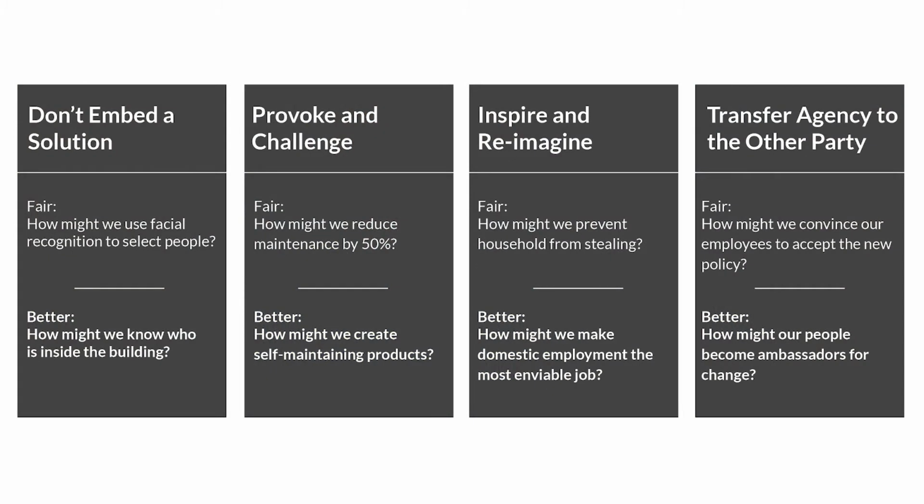So for example, if you say, how might we reduce maintenance by 50%, then it might be better if you say, how might we create self-maintaining products? Then you think about how you inspire and reimagine. There are many ways to do that, and then we have examples on that too. And the last and fourth principle is transfer agency to the other party.